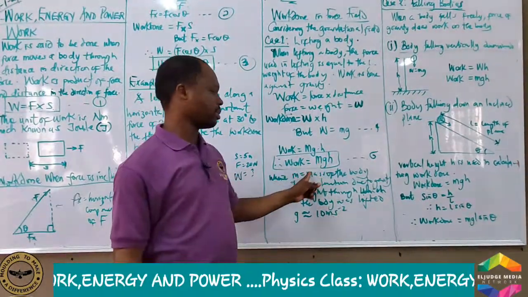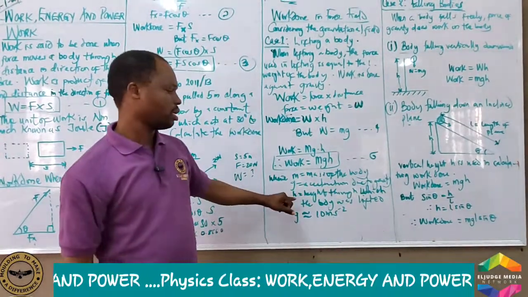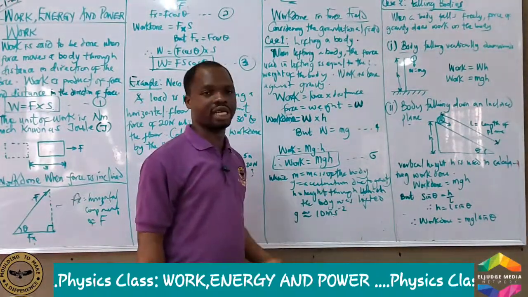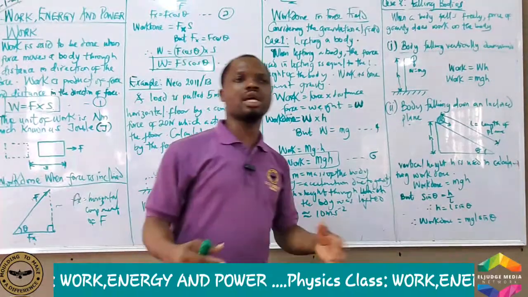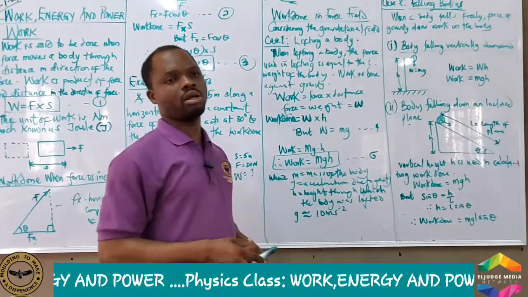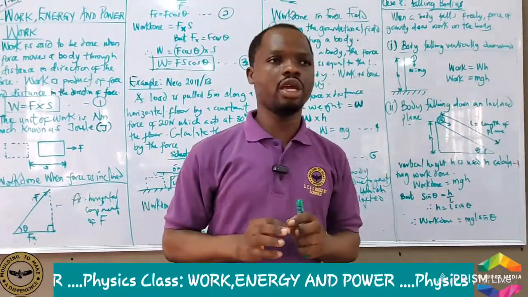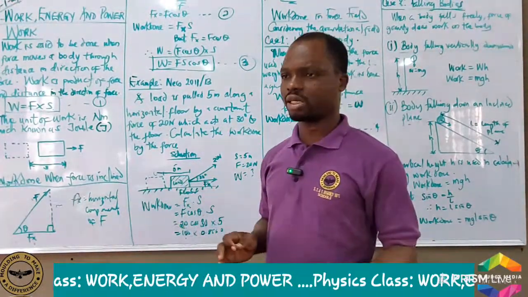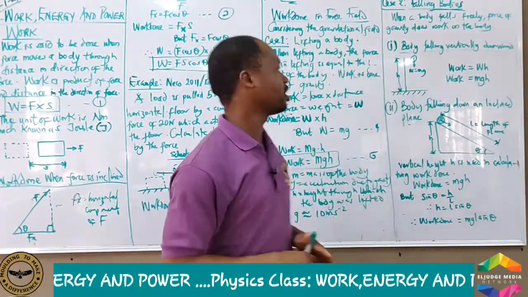Where m stands for the mass of the body, g stands for the acceleration due to gravity, h stands for the height through which the body was lifted, and g, of course, is approximately equal to 10.0 meters per second squared. In most cases, you may have 9.8, but you follow the instruction given. If the examiner gave you g as 9.8, make sure you follow it as 9.8. Do not write what is not given to you, so that you can get your full mark.